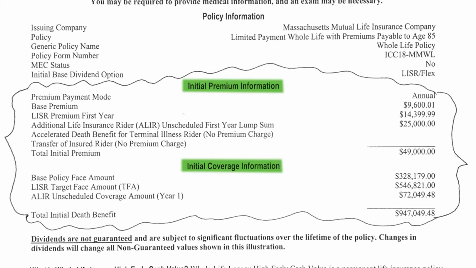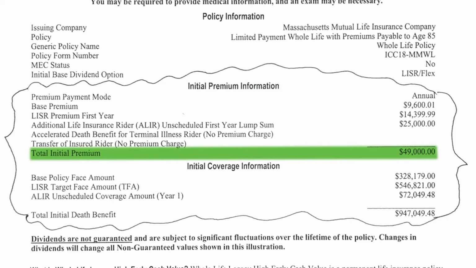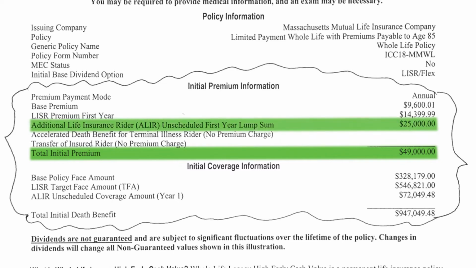One thing I want to point out is Mass Mutual is a little different. So if you see here on this particular illustration, this individual is putting in a total of $49,000 of premium within the first year. Now, you can see that they're doing $25,000 of a dump-in. It's labeled underneath there, the LISR unscheduled first year lump sum. That is our $25,000 dump-in this individual is doing. And along with it, you can see their base premium, along with their LISR premium first year.